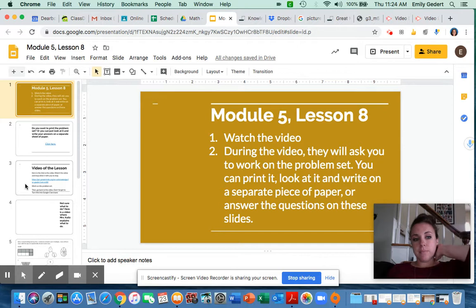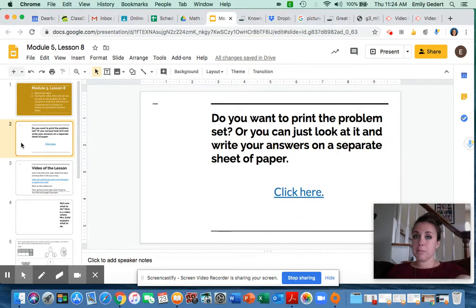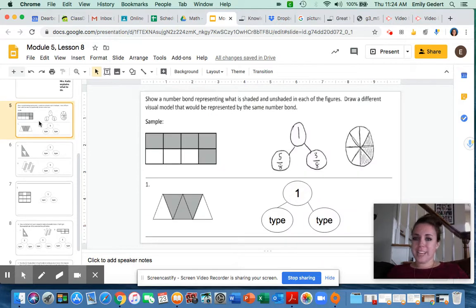So again, on slide 2, you can print the problem set or you can look at it and write it out on another piece of paper. But if you do want to do it on the Chromebook or on your computer, I'm going to show you how to do that right now.